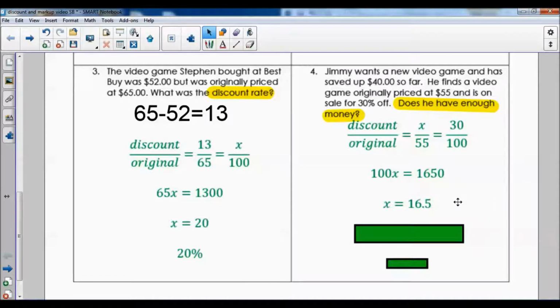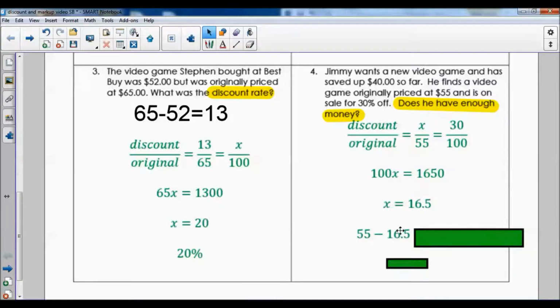$16.50. So then if we take the original and subtract the discount, right, our original was $55, subtract the discount that we just found, the new price of the video game is $38.50. So he has $40. So the answer to their question is yes, he does have enough money, right? He's got an extra $1.50.